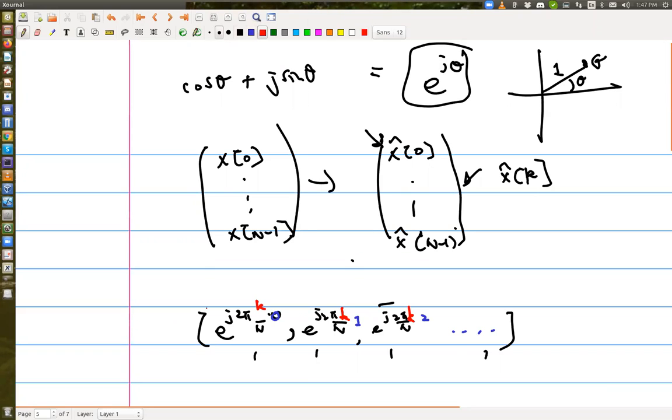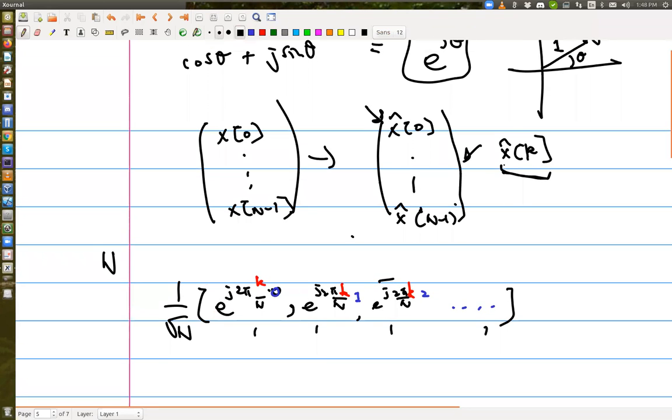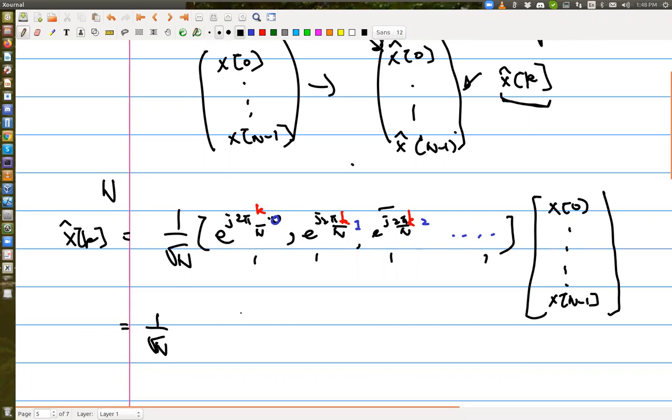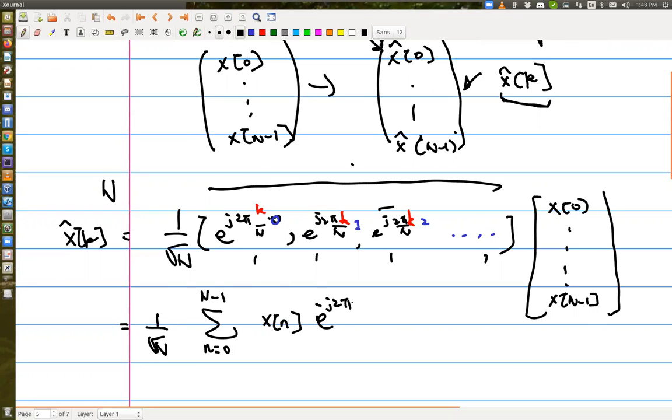We know that for this vector here, when I take the inner product of this guy with itself, I just showed that this should be equal to n, right? So if I want to normalize that, I can put 1 over square root of n here. So therefore it's just equal to the inner product of this guy with x_0 to x_{n-1}. And this is exactly the formula you have when you first learn the Fourier transform. Actually, in the inner product I should have a complex conjugate here, so that's fine.